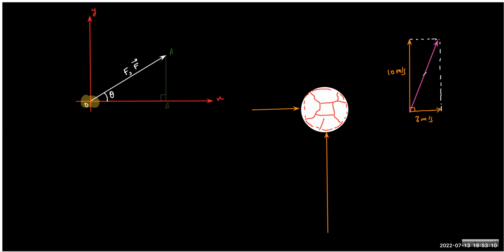And once you do this, you can see the actual motion of the football, which I represent by the V vector, is actually creating a bigger effect in which direction? Upward direction, and a small effect in the horizontal direction. Do you see that?